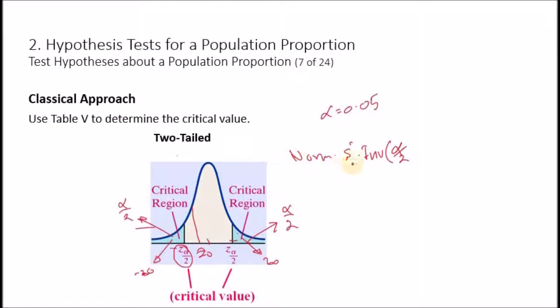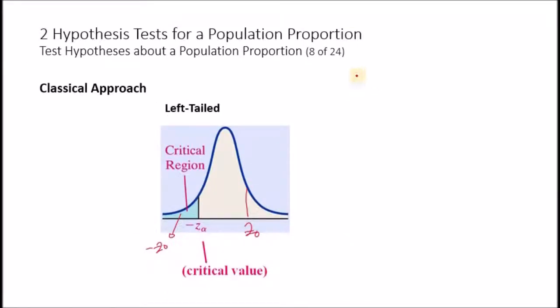So we're going to say norm.s.inverse of alpha divided by 2. So Z sub alpha divided by 2 is going to be norm.s.inverse of alpha divided by 2, and we will get the negative value in this case. If we want a positive value, we just multiply the negative value by -1 to obtain the positive value, using the symmetrical properties of the normal distribution. So this is in case you have a two-tailed test.